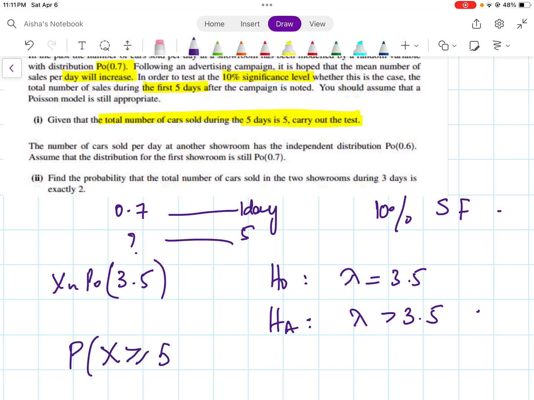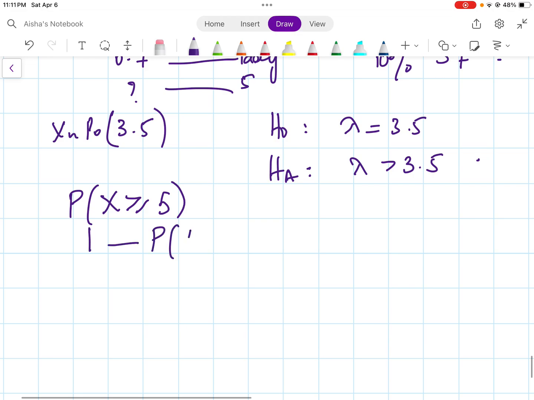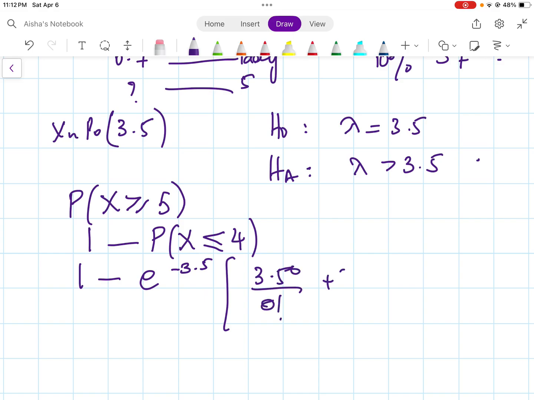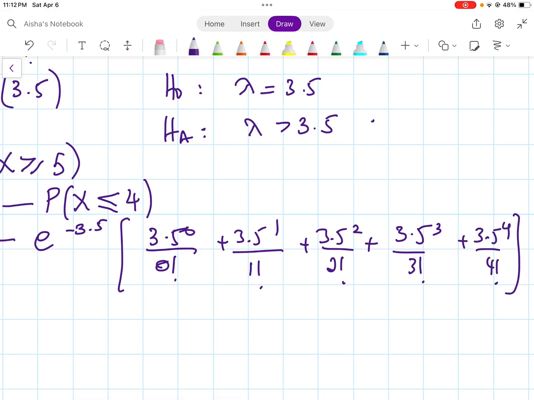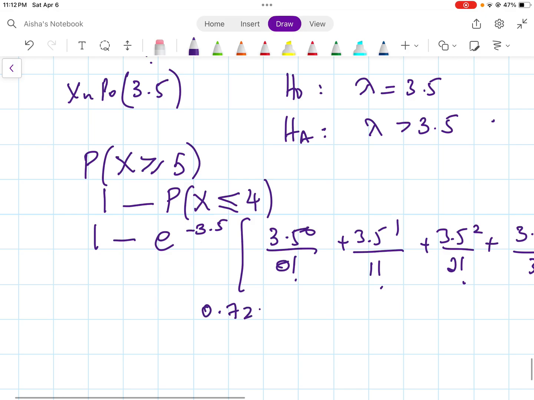So it's an upper tail test. So this is what we're going to do. 1 minus the probability of x less than or equal to 4, e to the power minus 3.5. Now, let's move on and do it. Find out the probability. 0.7254.